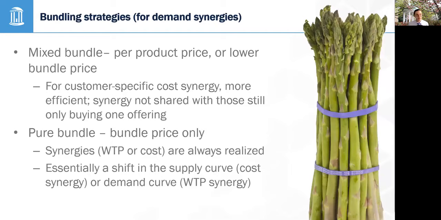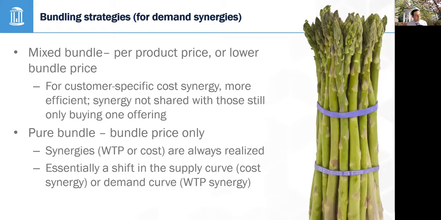The other two bundling strategies, you have the mixed bundling strategy, which has a per product price and a lower bundle price. This is more efficient than the per product strategy because you are not sharing any of that discount or sharing any of the expected synergy with customers that are still only buying one offering. So that makes it more cost effective for cost synergies. You would not use a mixed bundle for willingness to pay synergies because customers are already getting more value if they buy multiple things. So you do not need to give them a discount in order to change their behavior.